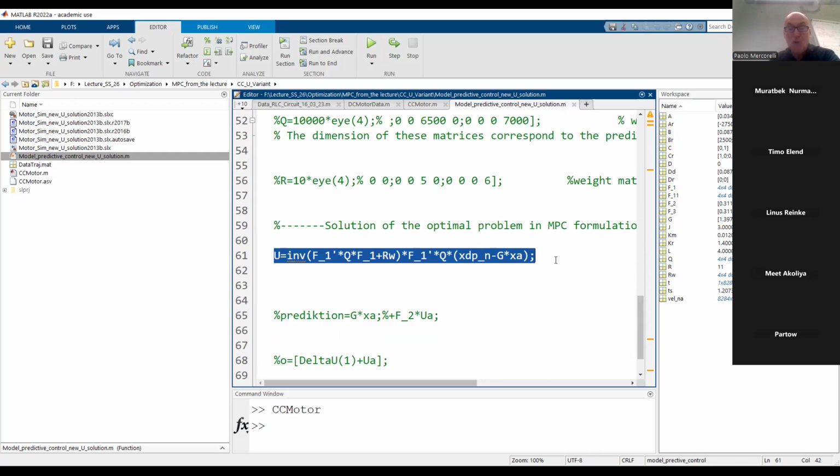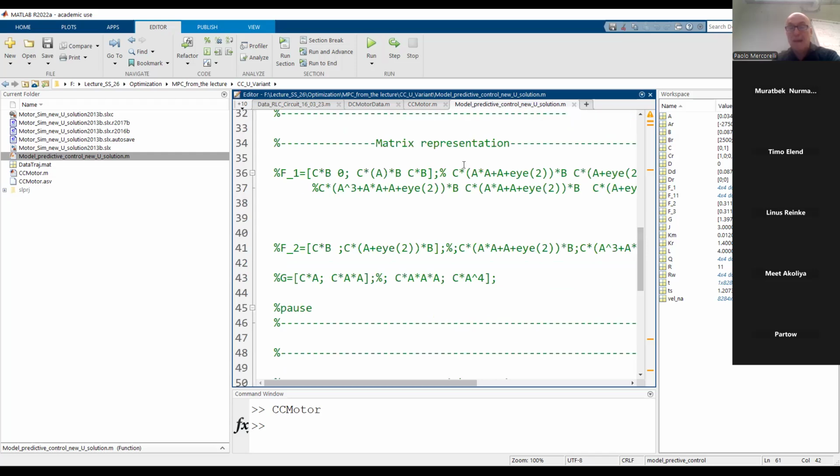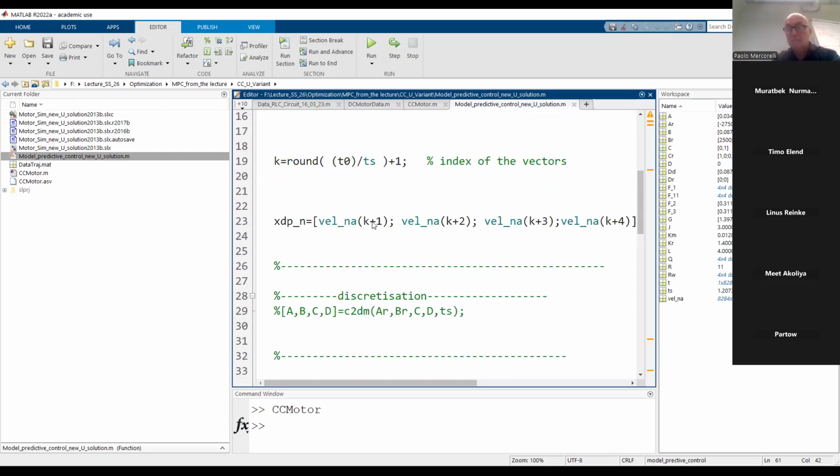Then, very important, U is a vector with 4 elements. I will apply just the first element because the second, the third, and the fourth one I have to recalculate in the next step. And the horizon goes ahead with this window of 4 elements. Because of K, it's running through the simulations. We will come back next week. Let me show you now quickly 2 simulations, and then I will conclude.